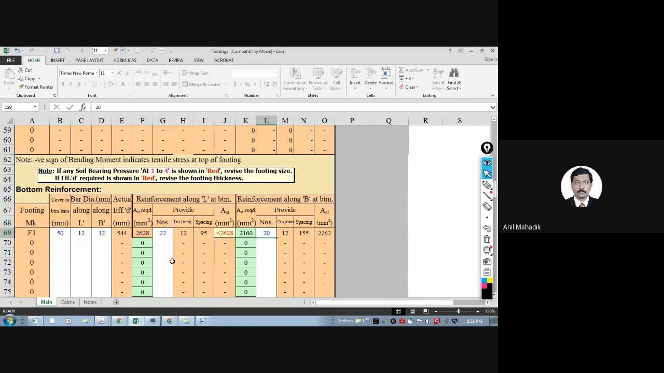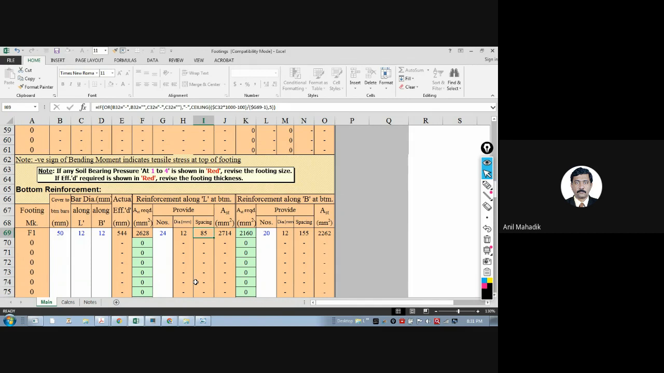Along B, it is taking 20, and it passes here; taking 18, not pass. 19, let's see what happens. Does it come at 23? 24. Yes, sir, 24. Number of bars are passed, but how much is the spacing? 85. Okay, that means we generally provide 100 and more than 100 spacing.